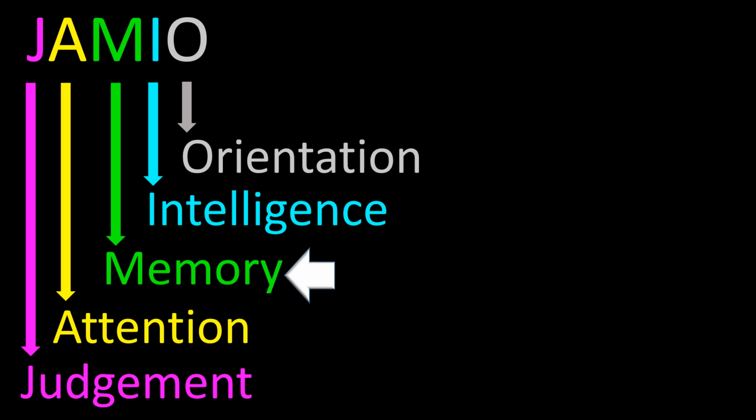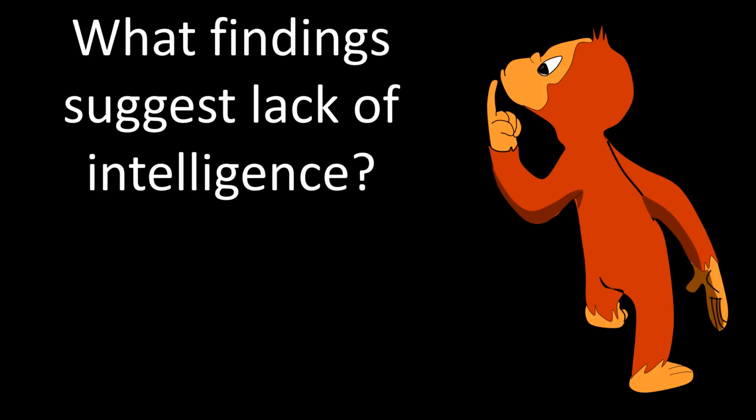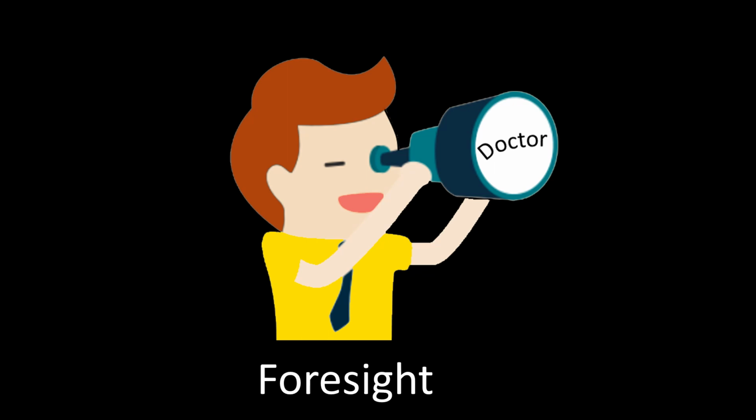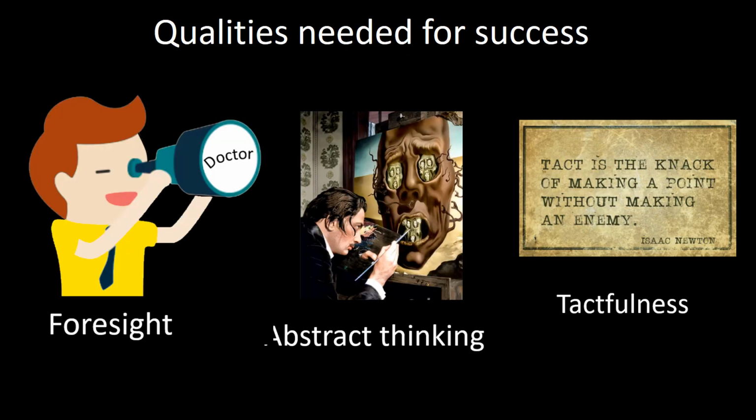After memory, we test intelligence. Intuitively, we all know what it is to be intelligent, although definition and testing, especially during neurological examination, is difficult. Defining intelligence as something that helps us plan, reason, solve problems, quickly learn, think on our feet, make decisions, and ultimately survive in the fast modern world, we can surmise that the finding that suggests the lack of intelligence is a failure in the above mentioned areas: lack of foresight, lack of abstract thinking, and lack of tact, qualities needed for success.